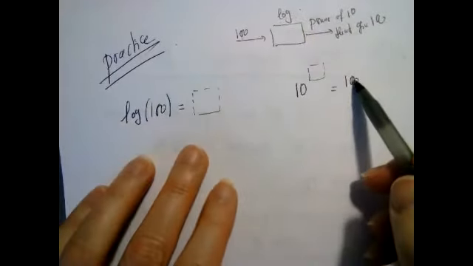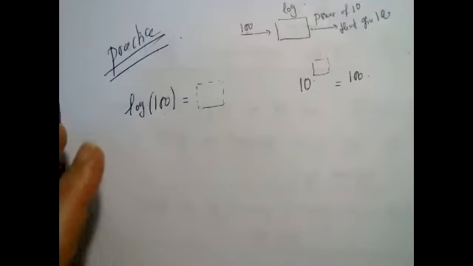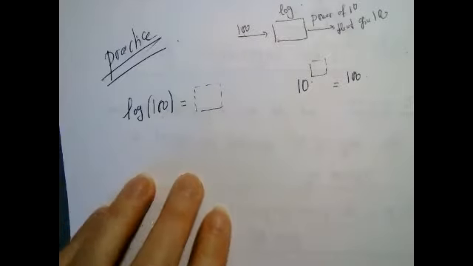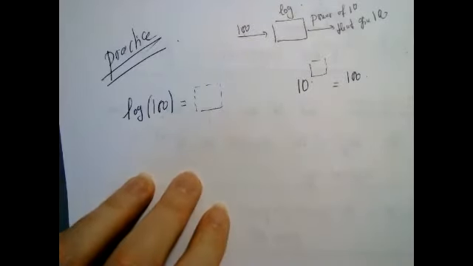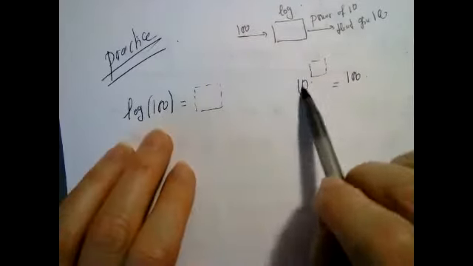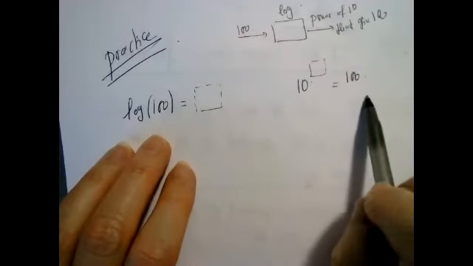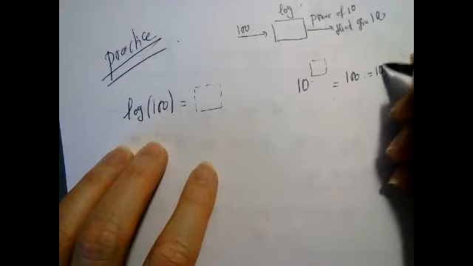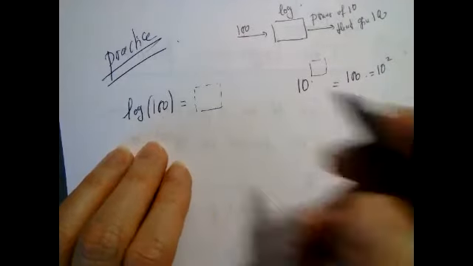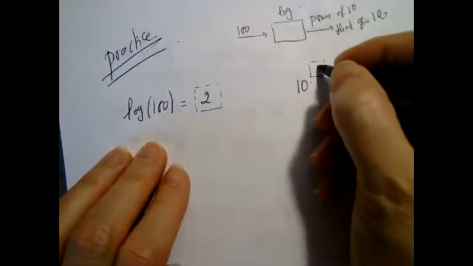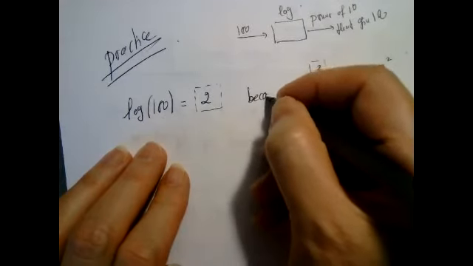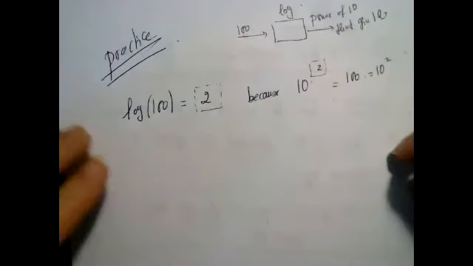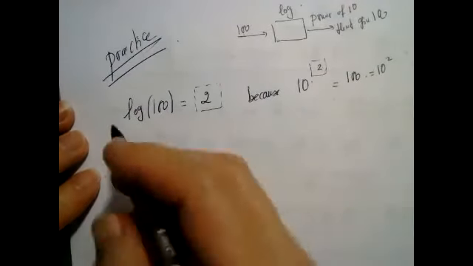All right, which power of 10 gives me 100? And now it should be easy. I want the answers right now on Brightspace, on chat. Which power of 10 gives me 100? Okay, the power of 10 that gives me 100 is 2. It means this is equal to 2. So the log is the power of 10. That's what's confusing about it. So we're going to play this game quite a bit.